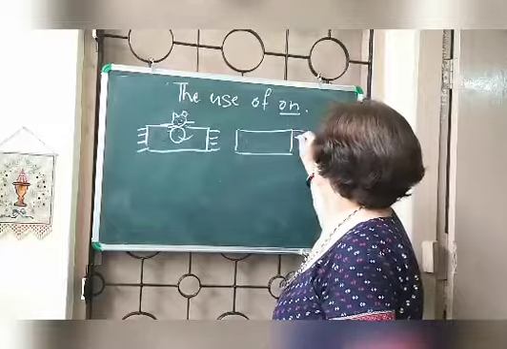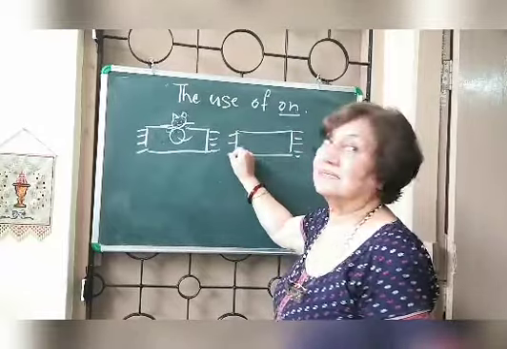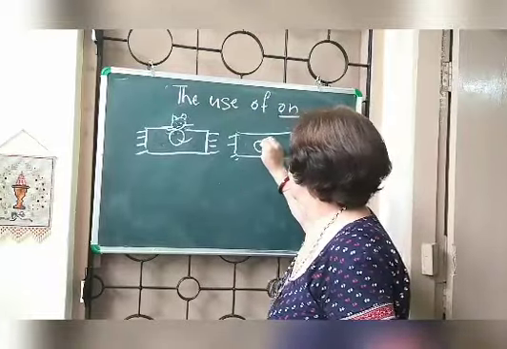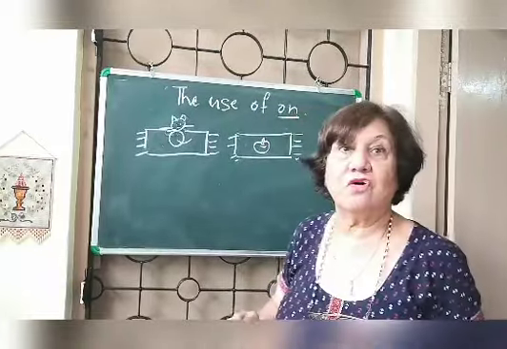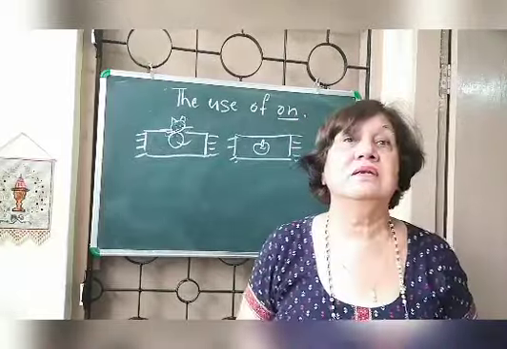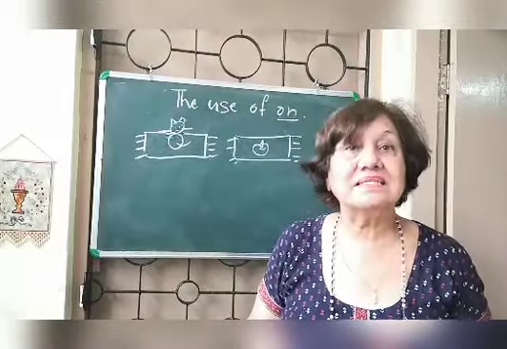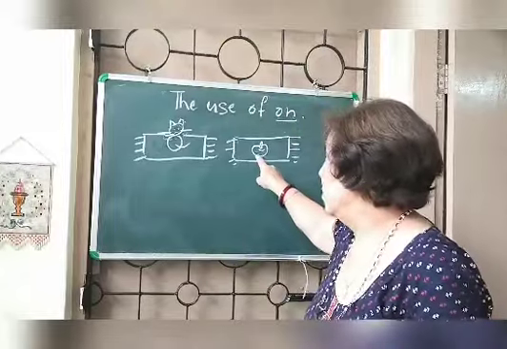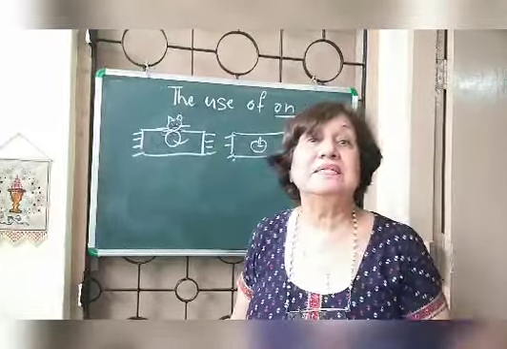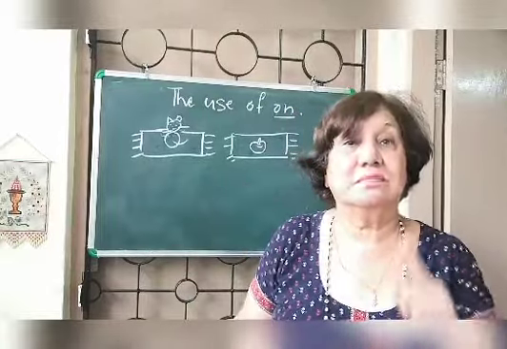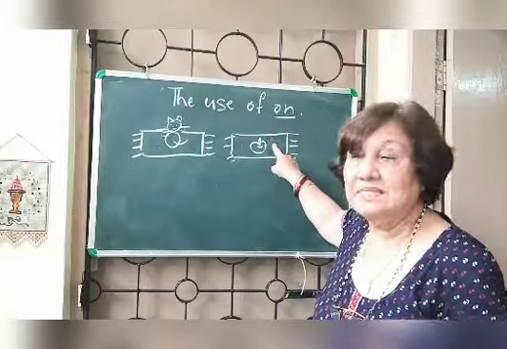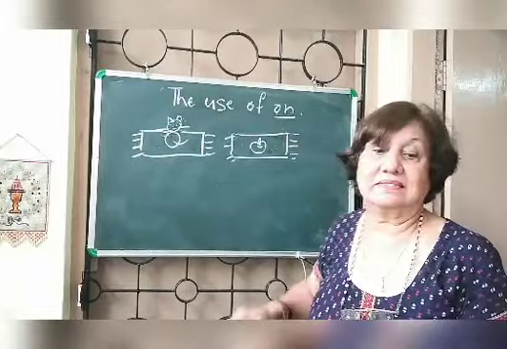Once again, I have drawn a mat. Now you are going to tell me, what have I drawn? What will you say? You have drawn a mat. And now, what is on the mat? An apple is on the mat. Please repeat, what is on the mat? An apple is on the mat.